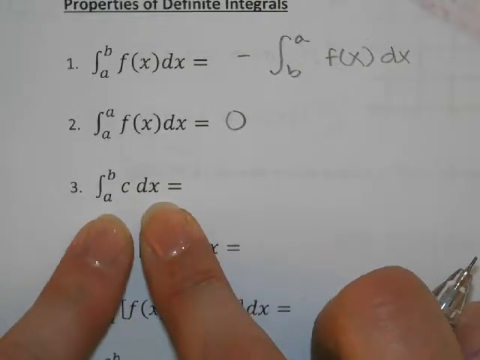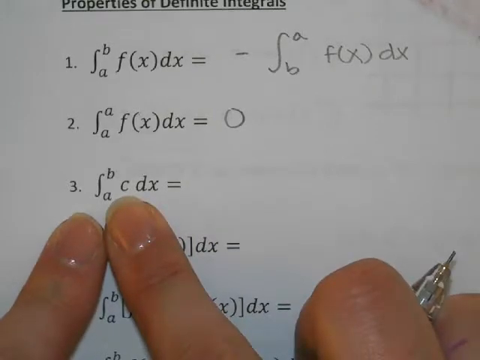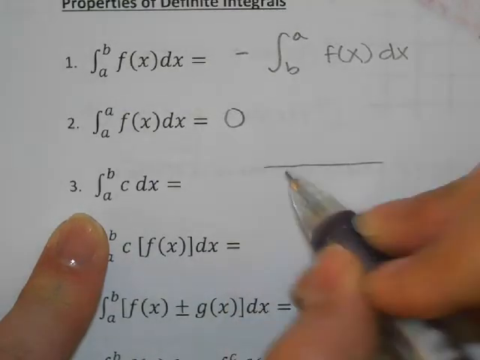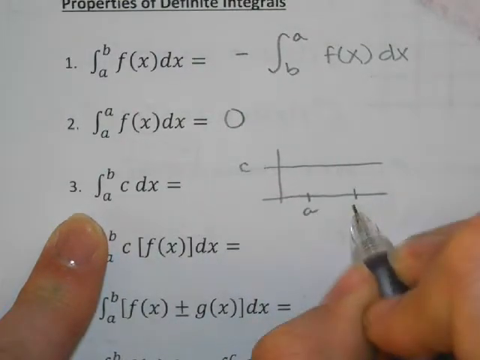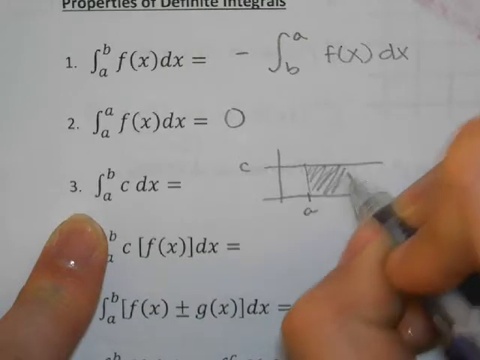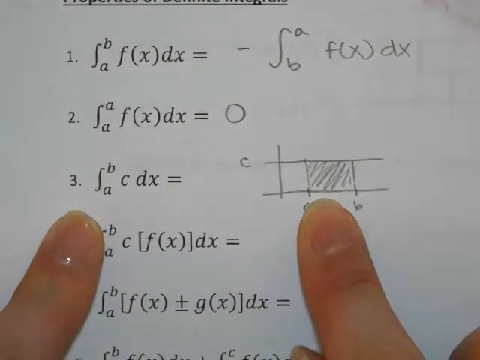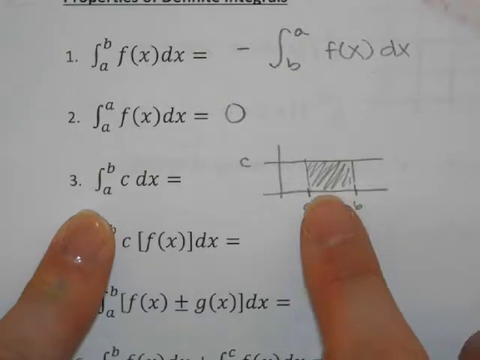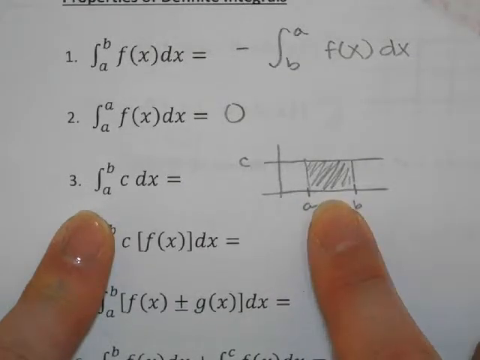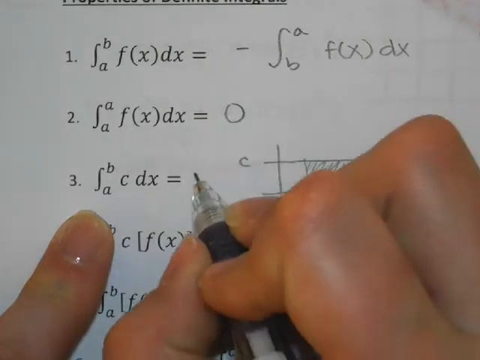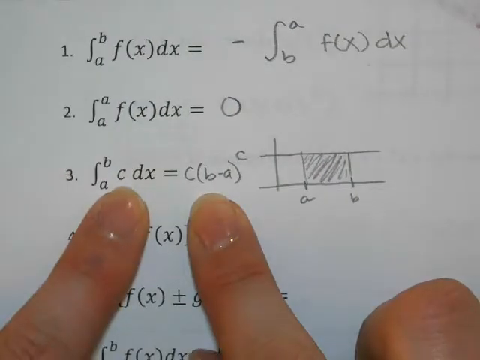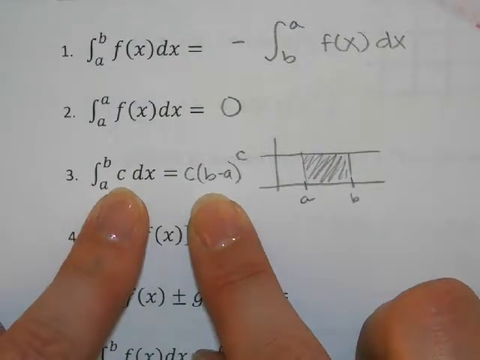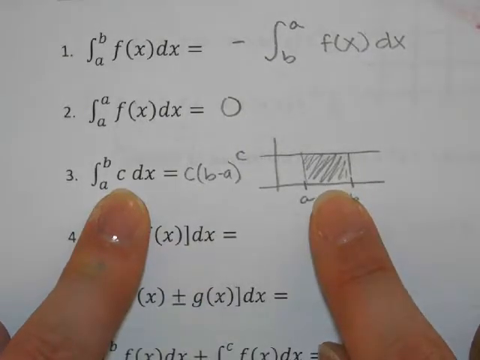If you have an upper bound and a lower bound and your function is a constant function, like it's just a number, that means your function is a horizontal line. So this is like a y coordinate of c. Then this is your a coordinate, that's your b. So what you're actually finding is that rectangle right there. The area of this rectangle is the base, which would be b minus a, whatever that length is, multiplied by c. So this is c times b minus a. And that only works if your function is a constant function because you are making a perfect rectangle from the function itself.